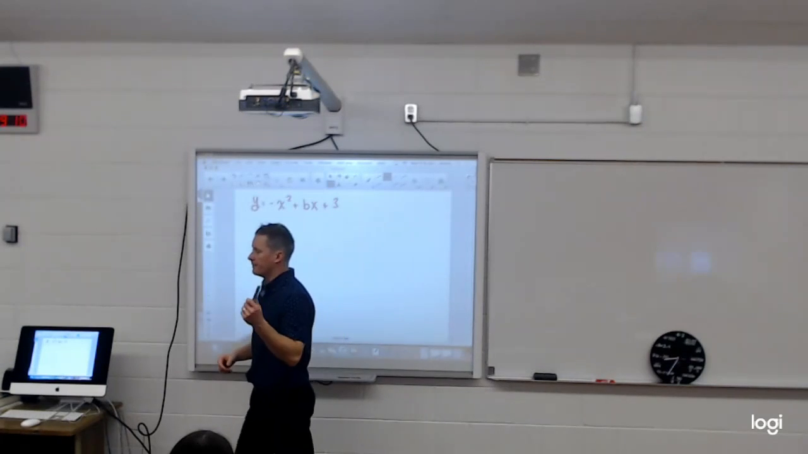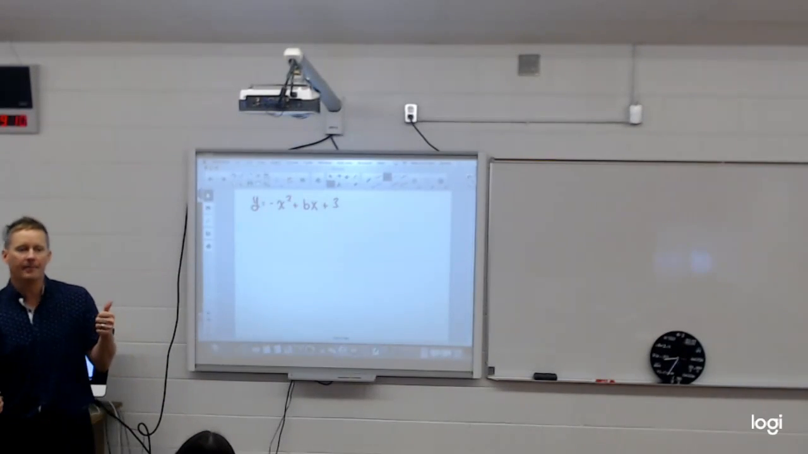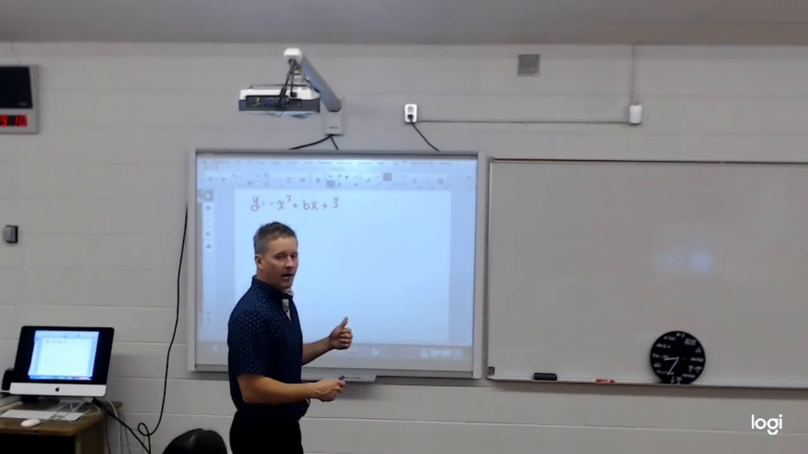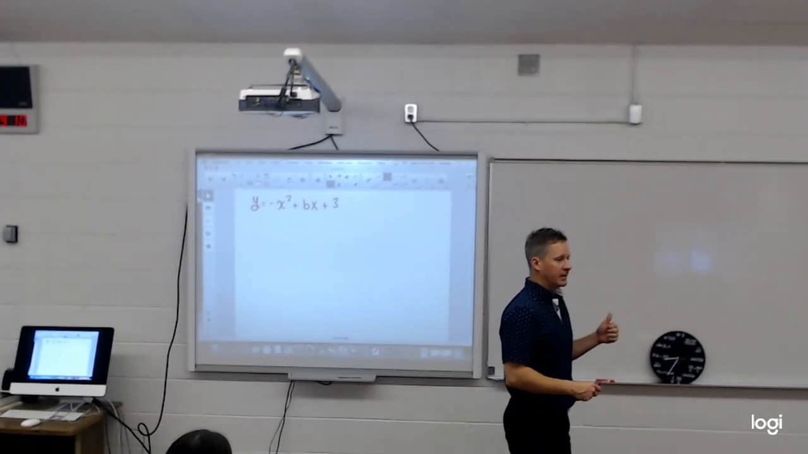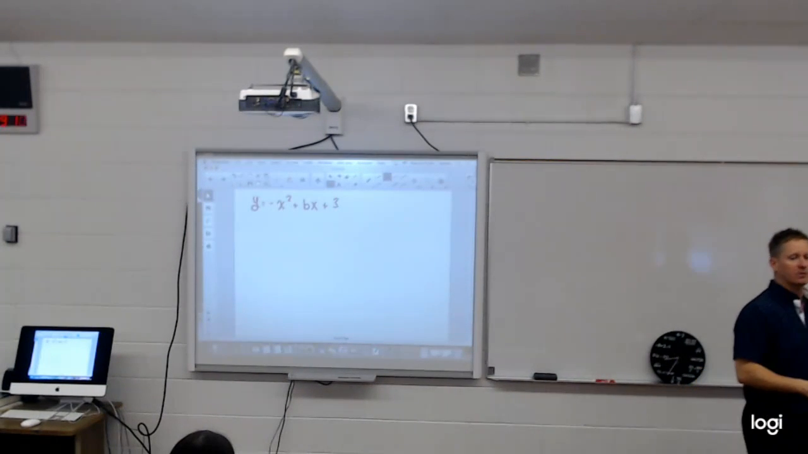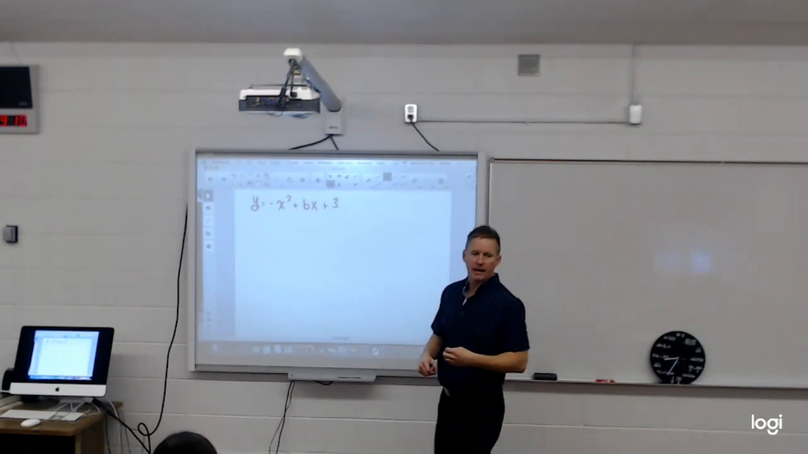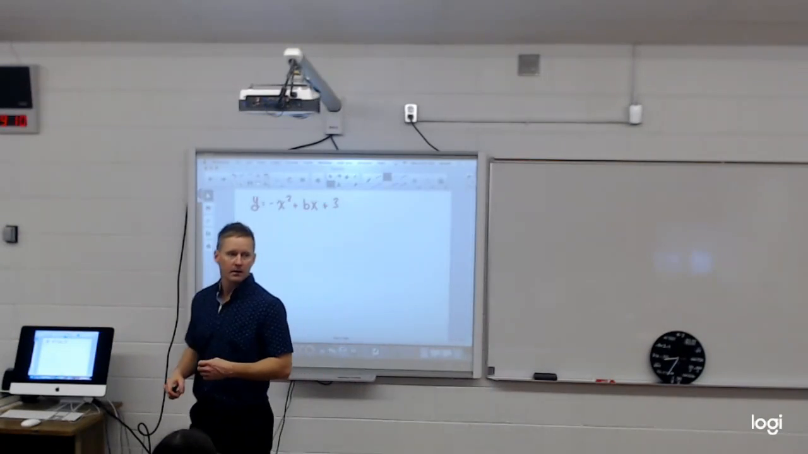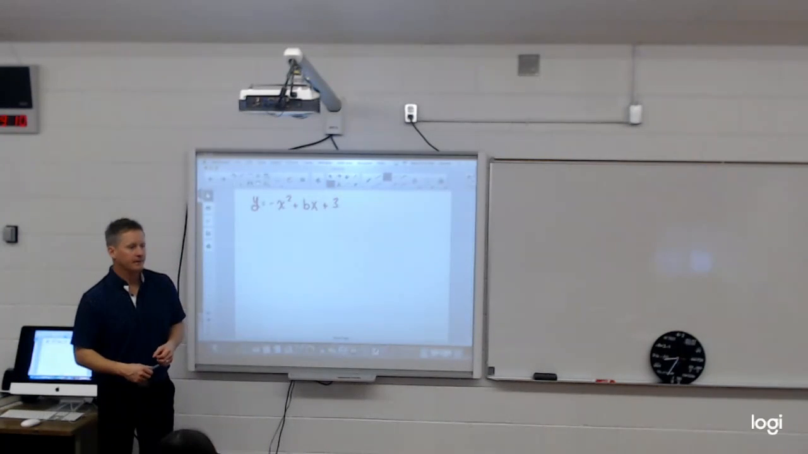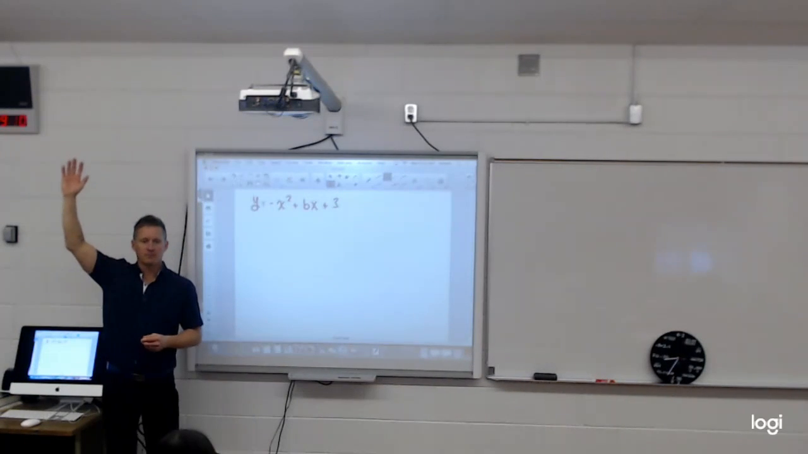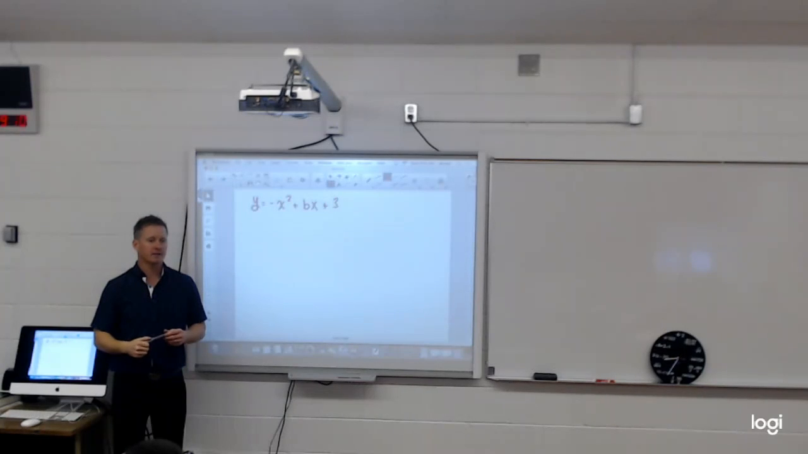Okay, first of all, does this graph open up or down? Down. How come? Because the coefficient in front of the x squared is a negative. So it definitely opens down. What is the y-intercept in this equation? The y-intercept is 3. Who doesn't know how come? We all understand why the y-intercept is 3? Yes? Anybody not? All right?